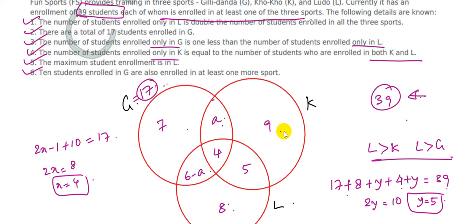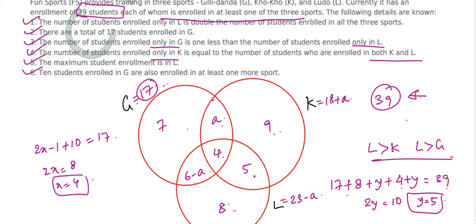Okay. So these are my figures now. Now let me also calculate the value of k. Total of k will be 9 plus 4 is 13, plus 5 is 18, plus a, and L is 5 plus 8 is 13, plus 4 is 17, plus 6 is 23, minus a.